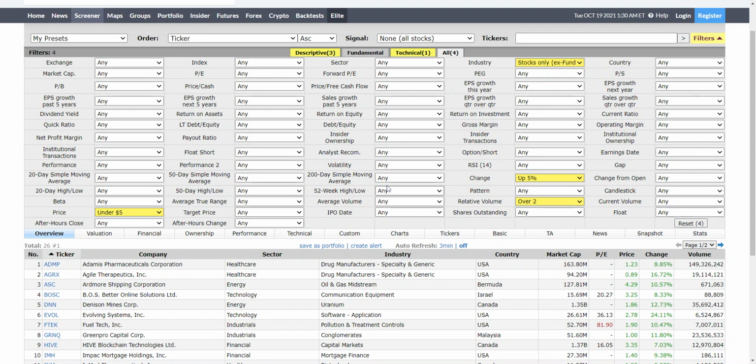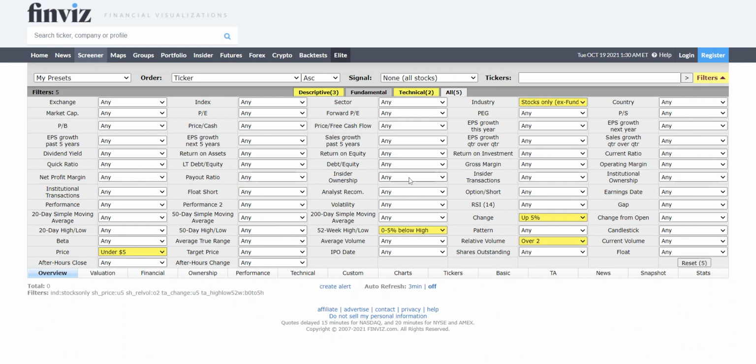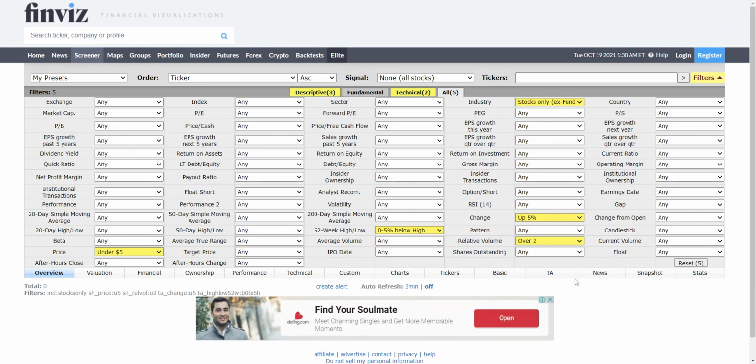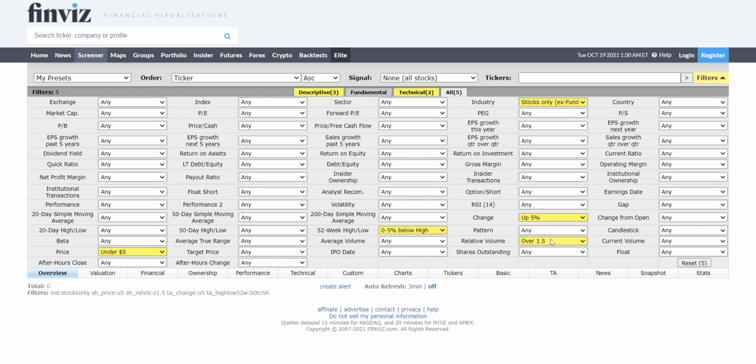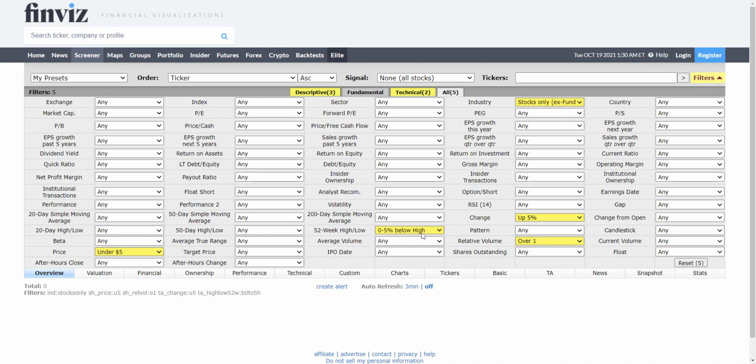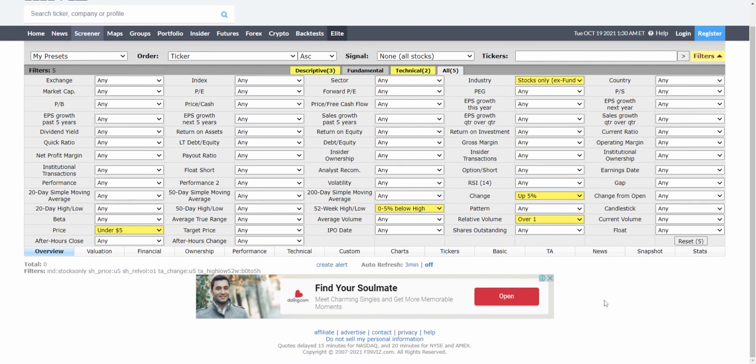And the last thing that we're going to be filling in will be the 52 week high or low. We want to be below that. Okay, 0 to 5% below the high. We're hoping for the breakout, but as you can see, we do not have stocks. Let's lower the R vol if we can do that. Yeah, again, we have no stocks right here. Let's go with the relative volume over 1. Again, no stocks. But this is what I use for the screener.